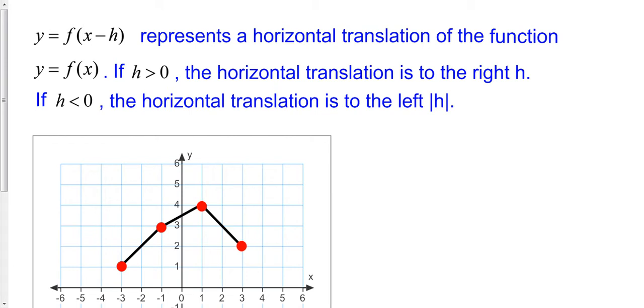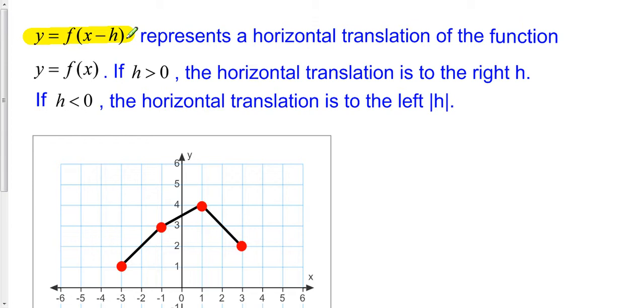In this video, I'm going to talk about horizontal translations given in function notation. If we're given a function y equals f of x, a horizontal translation can be written in the form y equals f of x minus h. So that right there represents a horizontal translation of the function y equals f of x.